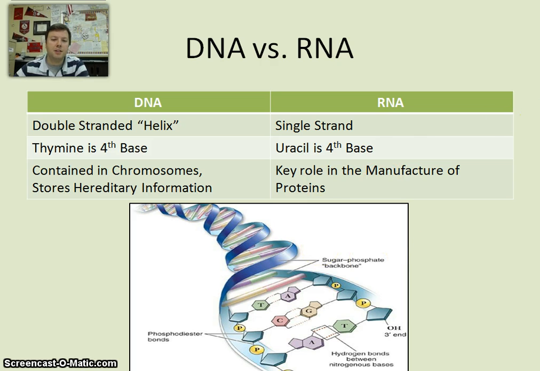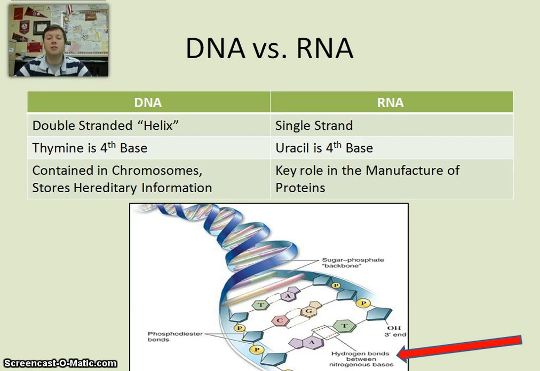You can see this nice double-stranded spiraling DNA helix here. See the phosphates? The sugars are these things in the middle. And then here you notice that the bases pair with one another. You see A with T, G with C. Those are held together with hydrogen bonds.